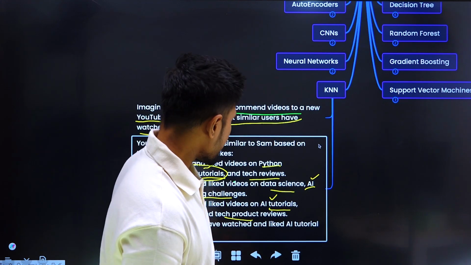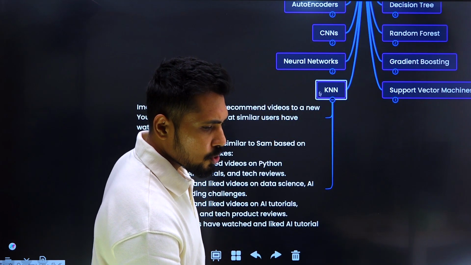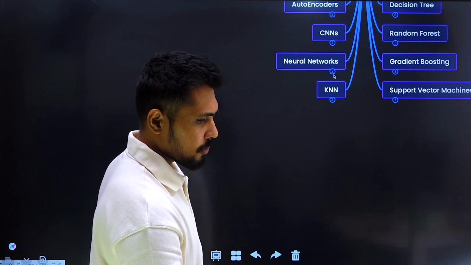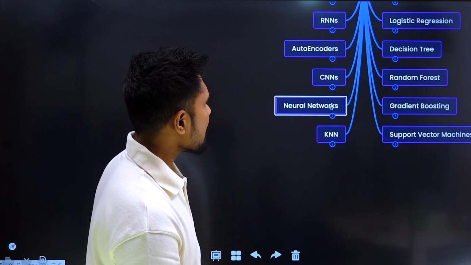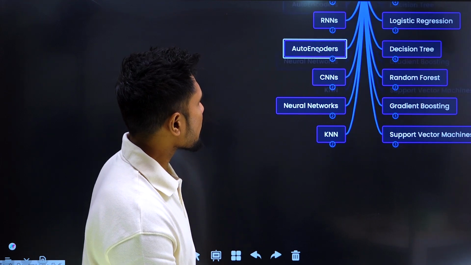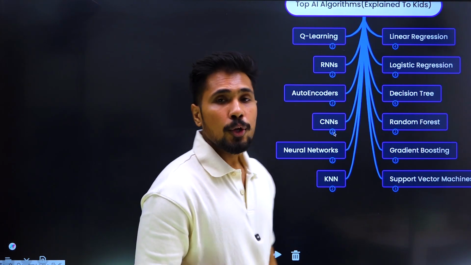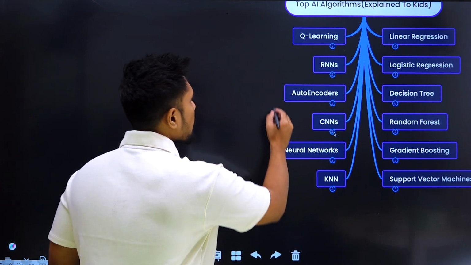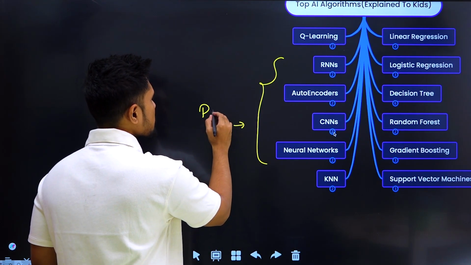KNN algorithm. Now after the KNN algorithm, we have another one, which is called ANN. Oh, KNN and ANN are different. We call it neural networks. If you see neural networks, CNNs, autoencoders, and even RNNs, all of this falls into your advanced algorithms, or we can say all these types fall into deep learning. So what is deep learning?